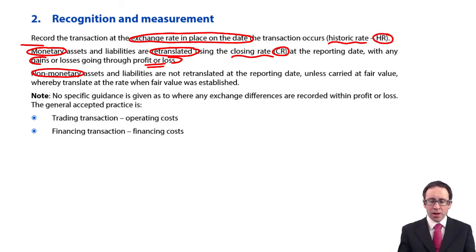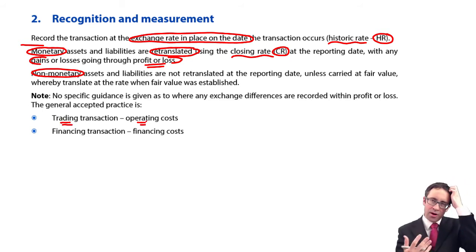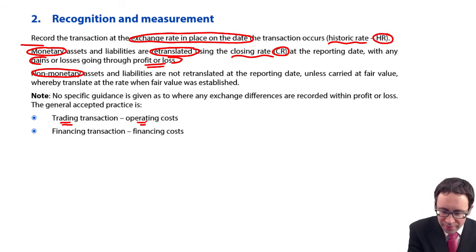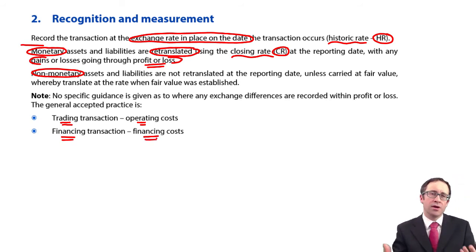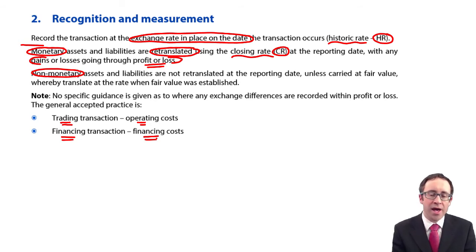Okay. Just note, just down at the bottom there, the standard doesn't specifically say much about where the gains or losses go, but it's usually taken that if it's a trading transaction, it goes into your operating costs. And then if it is a financing transaction, it goes into financing costs. So if there's a gain or loss on translation of the overseas loan, then that will be a financing transaction and go into financing costs. Anything to do with receivables, payables, that's part of your day-to-day trade, isn't it? So they will go through your operating costs.